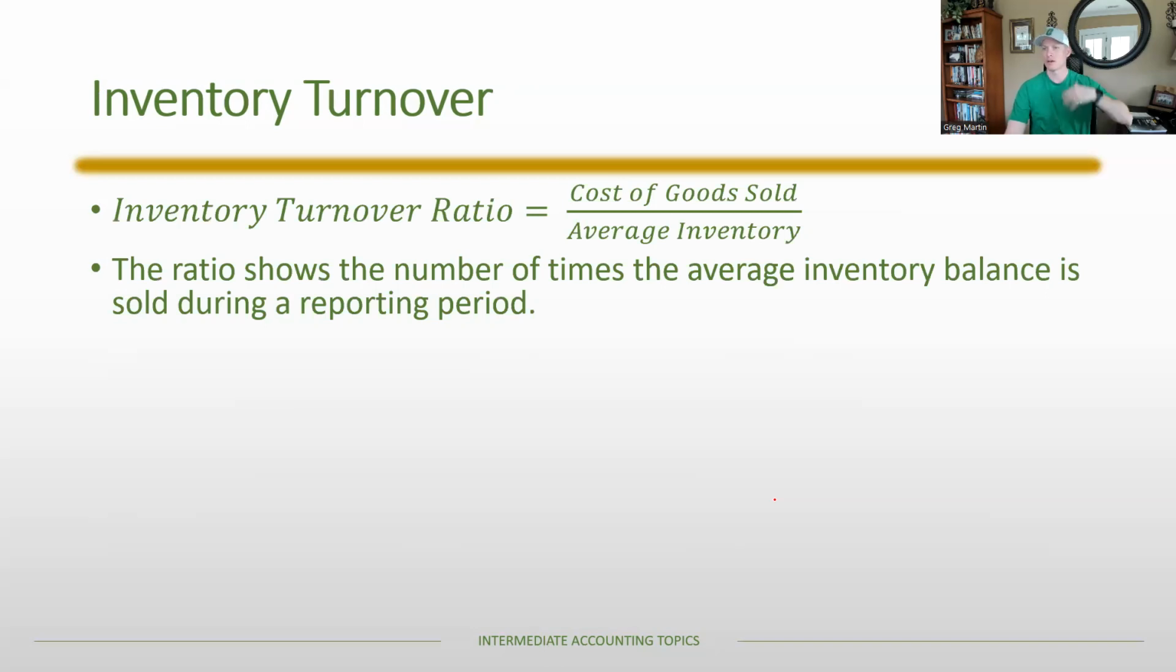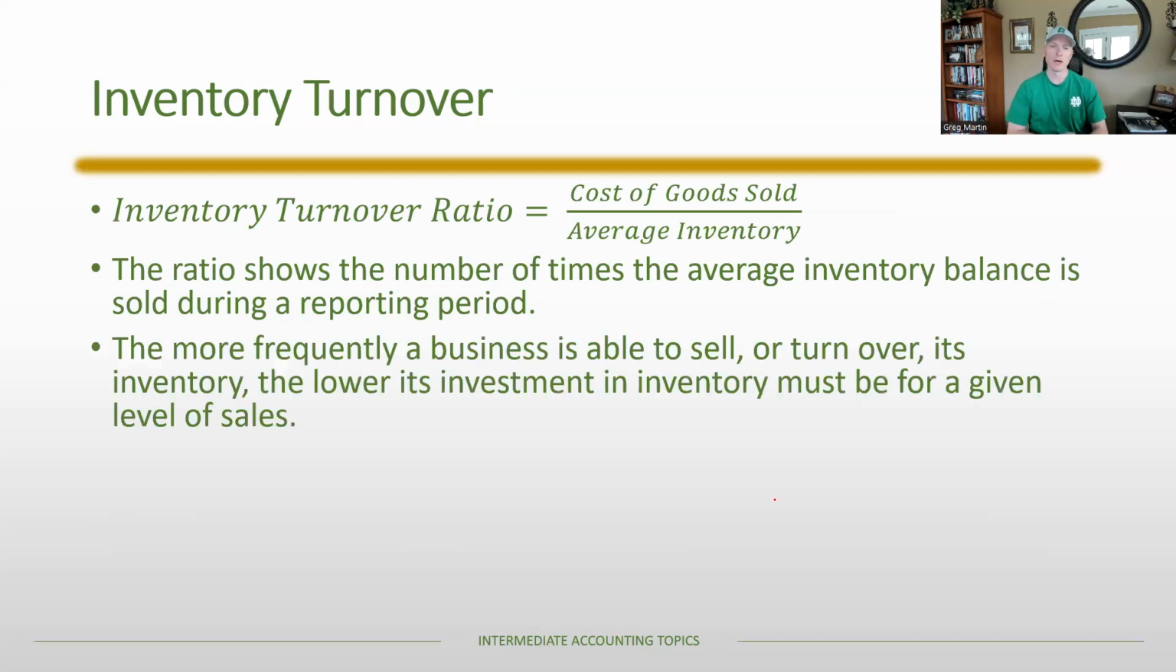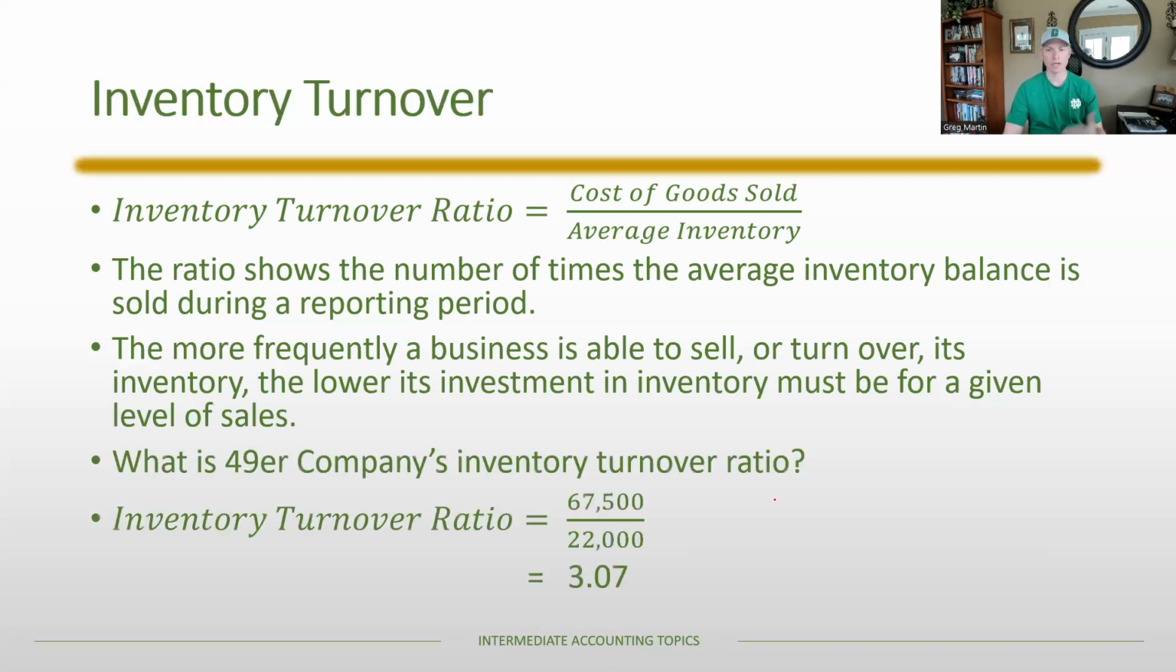And so again, a higher number means that you're able to turn your inventory more frequently, which means that you don't have to invest as much to keep generating sales. And so again, managing inventory is important. However, if you manage it too low, you could have what are called stockouts. And if you have stockouts, you're missing out on sales. And so, generally, again, higher is going to be better. It's preferred, but there's always got to be that caveat. So for 49er company, as we mentioned, their inventory turnover is 3.07. So they basically turn over their inventory about 3 times a year.